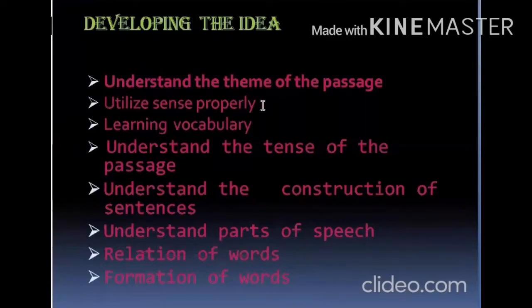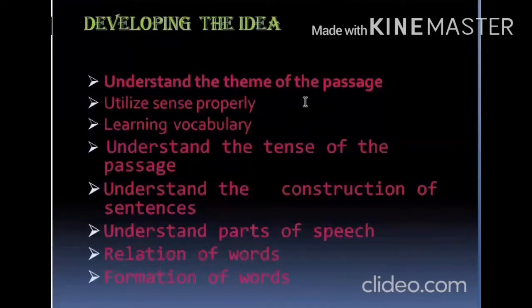Next, utilize sense properly. I'm telling you to read the passage and try to understand the meaning of the passage, and thus you will be able to apply a suitable word. If you don't understand the meaning, how can you apply the correct word? It is totally impossible. So you have to understand the meaning of the passage.